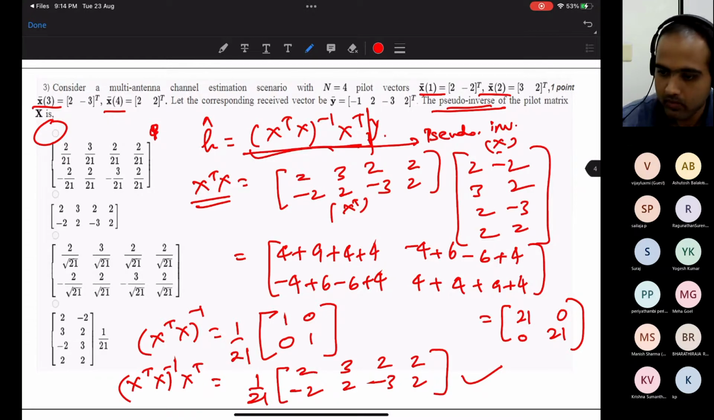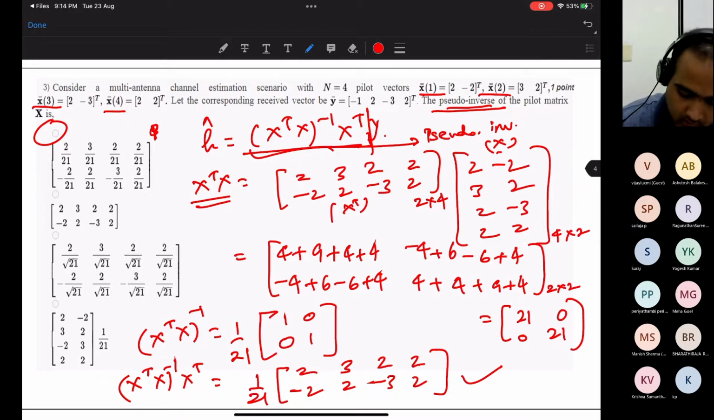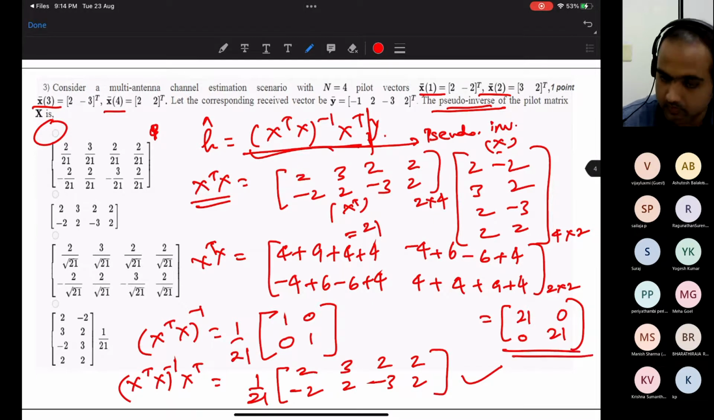And if you multiply them, this is a 2-row 4-column matrix, and this is a 4-row 2-column matrix. So you end up with a 2 cross 2 matrix. If you multiply X transpose X, this is what you get. What is 4 plus 9 plus 4 plus 4? This is 21. So you get 21, 0, 0, 21. This is the 2 cross 2 matrix which we are getting.